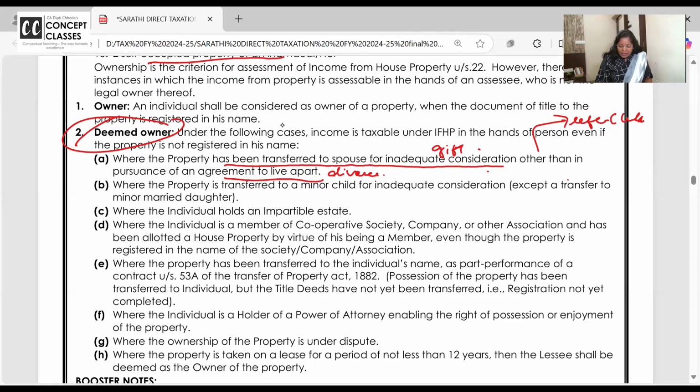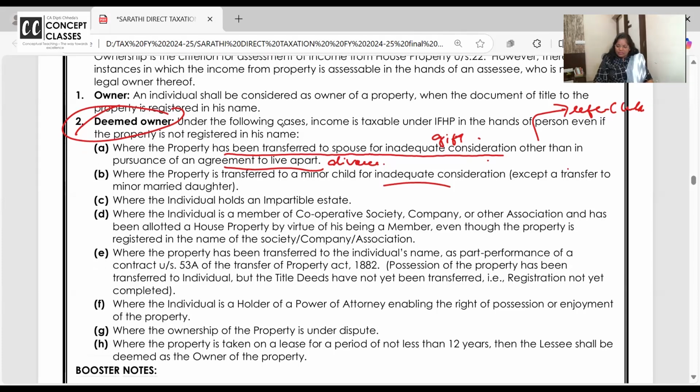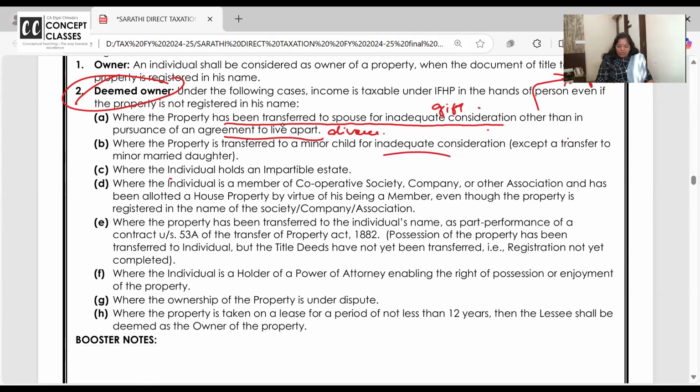So you are said to be deemed owner. My concentration is on the cases when you are deemed owner. When the property is transferred to a minor child, same. I transferred the property to my minor daughter without adequate consideration. Where the individual holds an impartible estate. Impartible estate means, I told you, ancestral property is there and my grandfather and four brothers are all the co-owners, or ऐसे रहते हैं ना. So you are also one of the deemed owners of that property.